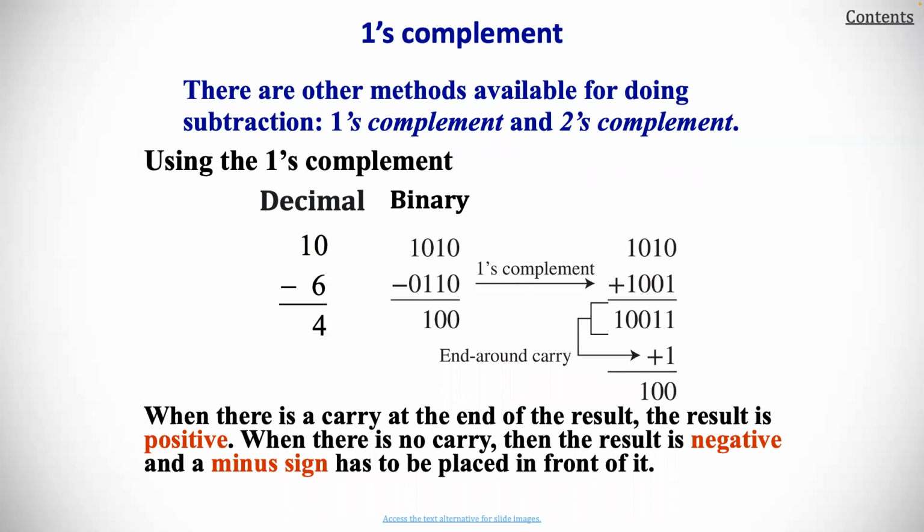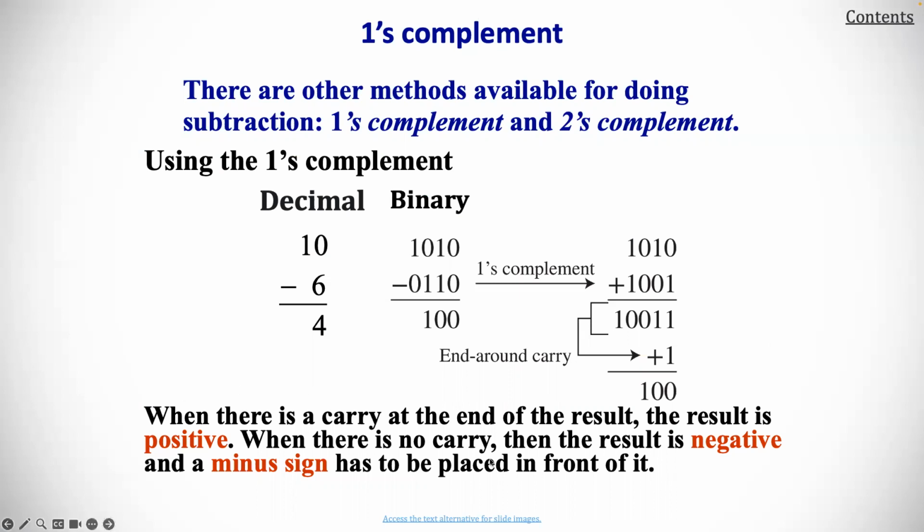There are other methods available for doing subtraction. You can use 1's complement and 2's complement. This sounds a little bit funny, but instead of subtraction, if you take the 1's complement, then you can be doing addition and come up with the correct value. So this could be a simpler implementation, or at least easier to follow.